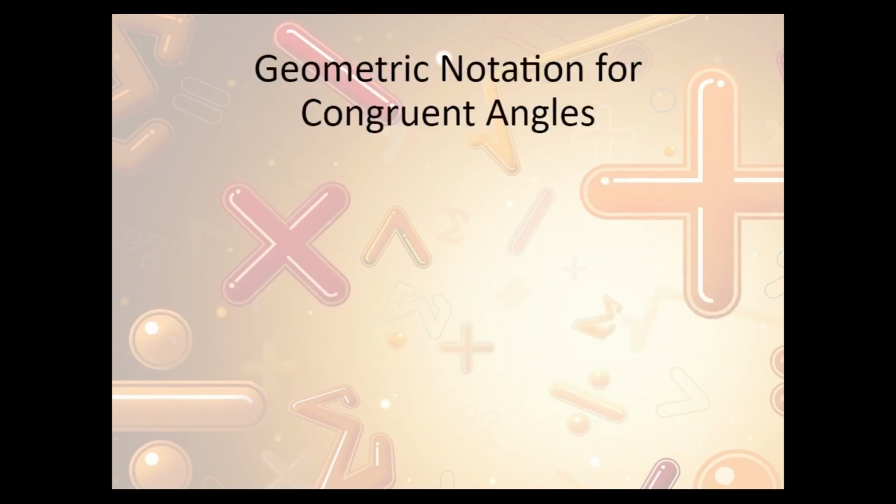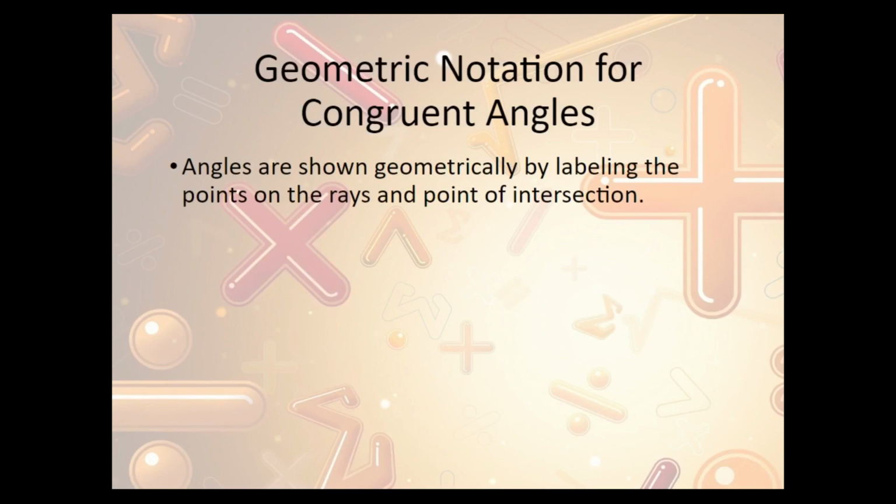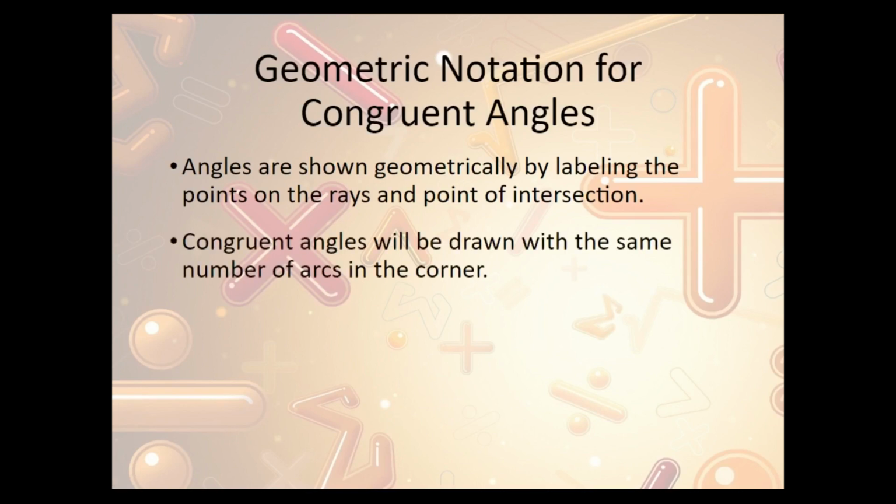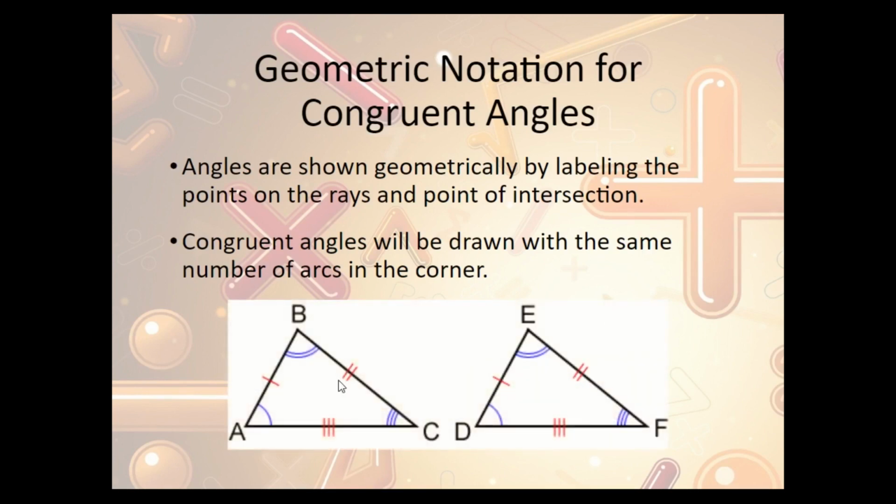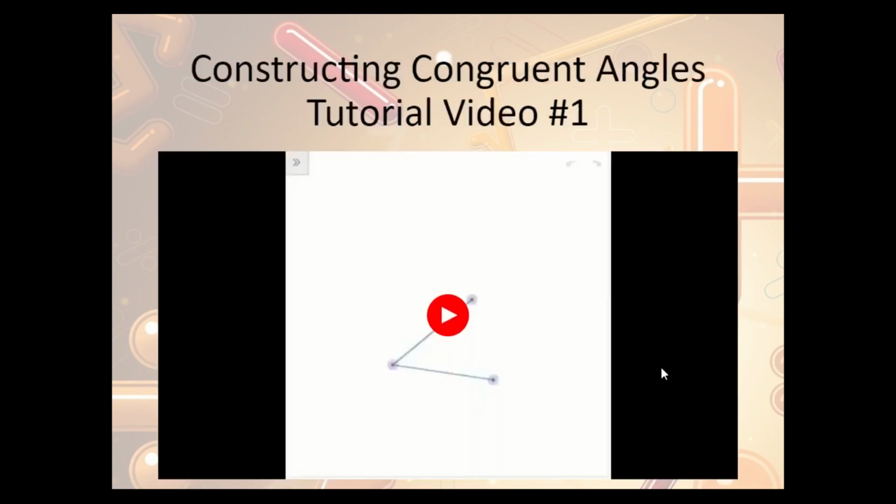Geometric notation for congruent angles. Angles are typically drawn by labeling the points on the rays and the point of intersection. Congruent angles will have the arcs in the corner. So for instance, we have these two triangles here, and notice we have these arcs in the corners. The single arc and the single arc mean that those two angles are congruent to each other. The double arc and double arc mean that those two angles are congruent to each other. And then the triple and triple mean that those are congruent. Now there's a video here for you to watch on how to construct congruent angles using Desmos. So go ahead and watch that video now.